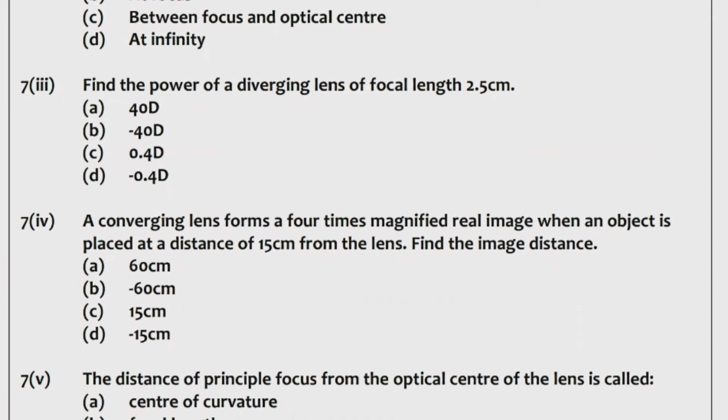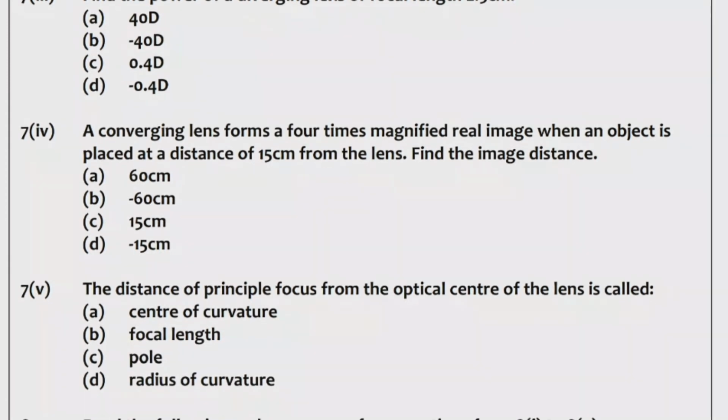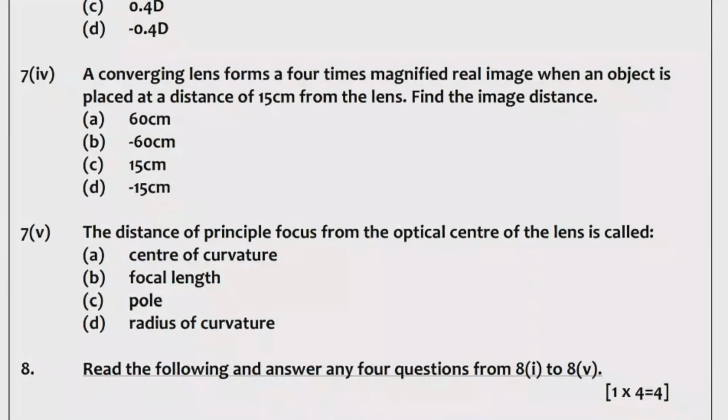7.5. The distance of principal focus from the optical center of the lens is called. Options: A. Center of curvature, B. Focal length, C. Pole, D. Radius of curvature. 8. Read the following and answer any 4 questions from 8.1 to 8.4.